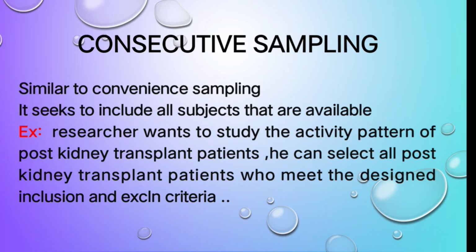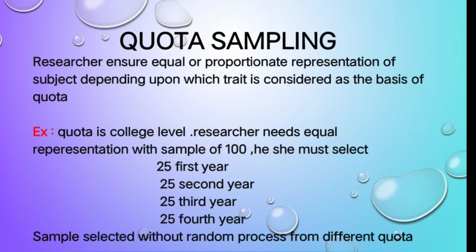For example, the researcher wants to study the activity pattern of post kidney transplant patients. He can select all the post kidney transplant patients who meet the designed inclusion and exclusion criteria. So it is also somewhat similar to convenience sampling.